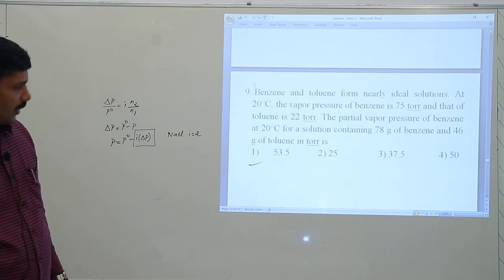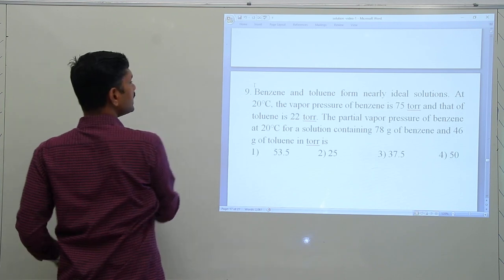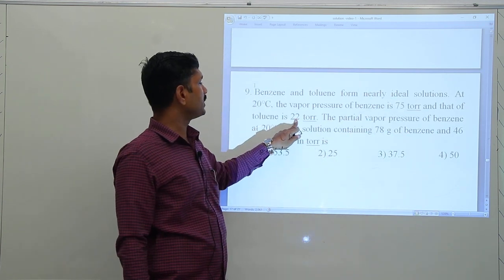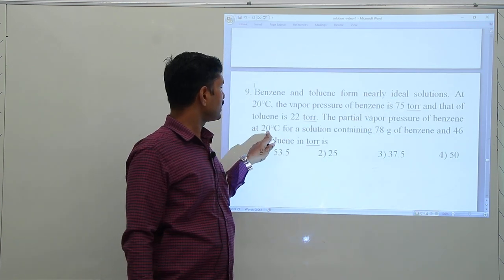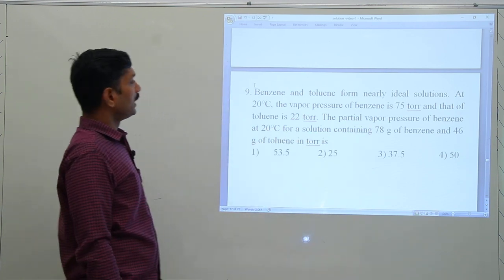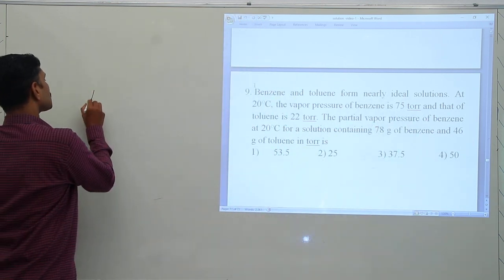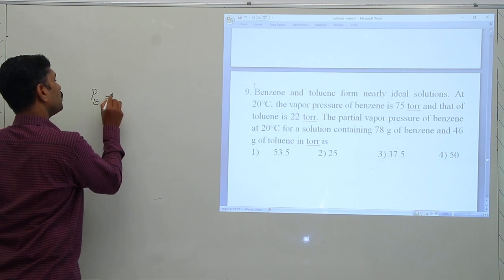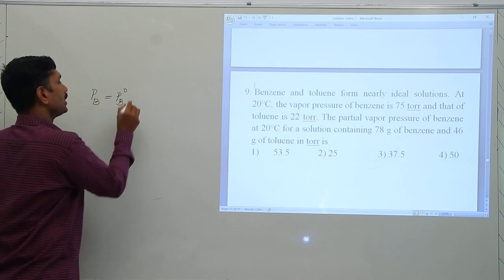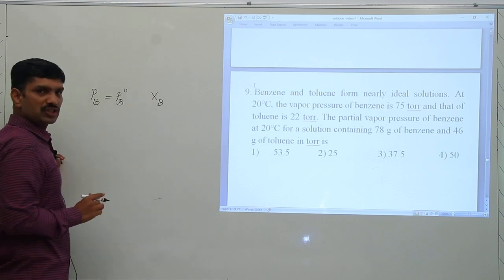Next one. Benzene and toluene form a nearly ideal solution. At 20 degrees centigrade, the vapor pressure of benzene is 75 torr and that of toluene is 20. Find the partial vapor pressure of benzene at 20 degrees for a solution containing 78 gram benzene and 40 gram of toluene. The partial vapor pressure of benzene is equal to the vapor pressure of benzene in the pure state into the mole fraction of benzene. It's a formula.